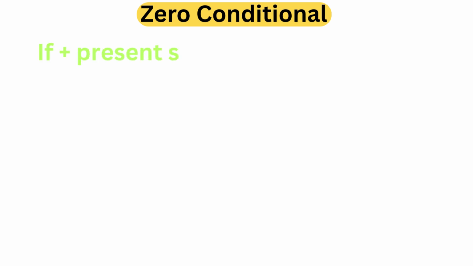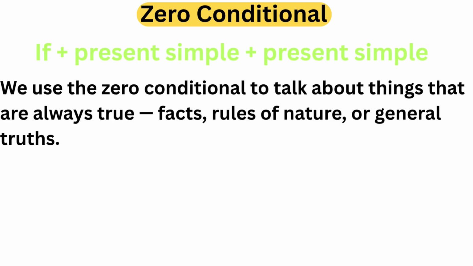Today we're going to learn about the zero conditional, a simple but powerful structure in English grammar. Let's start with the form, structure. If + present simple. We use the zero conditional to talk about things that are always true: facts, rules of nature, or general truths. Think of it like this: whenever the condition happens, the result always happens too.